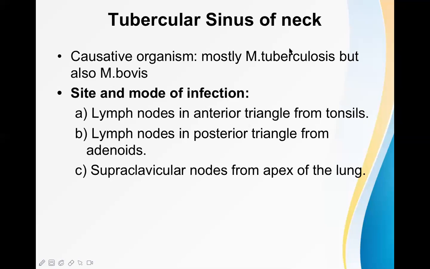Now, though right now we are talking about the tubercular infection, this is the way other bacterial infection can also reach the lymph nodes of the neck. So don't forget that. If we have tonsillitis by other bacteria, those lymph nodes of the anterior triangle of the neck can be easily infected through this route. Similarly, adenoid can lead to infection of the posterior triangle of the neck, and supraclavicular nodes are very commonly affected from the apex of the lung. This is the common site for tuberculosis, the apex of the lung.